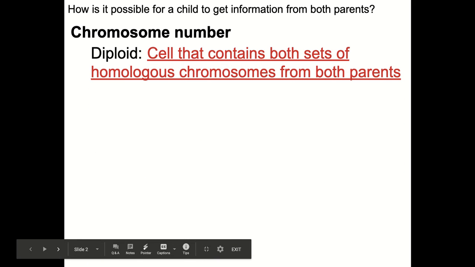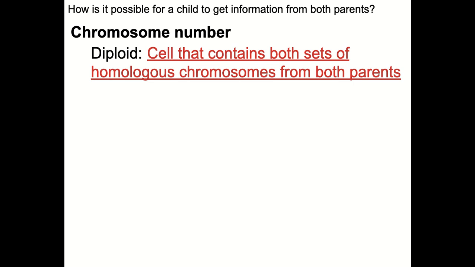So, we have our first vocab word, which is diploid. Diploid is a cell that contains both sets of homologous chromosomes from parents. Homologous chromosomes means a chromosome from mom and dad. They contain the same traits from each parent. So if you have one trait for hair color on one chromosome, hair color will be on the other chromosome. That does not mean they have to be identical. You can get one trait for brown hair and one trait for blonde hair. They can be different, but they will be the same trait.